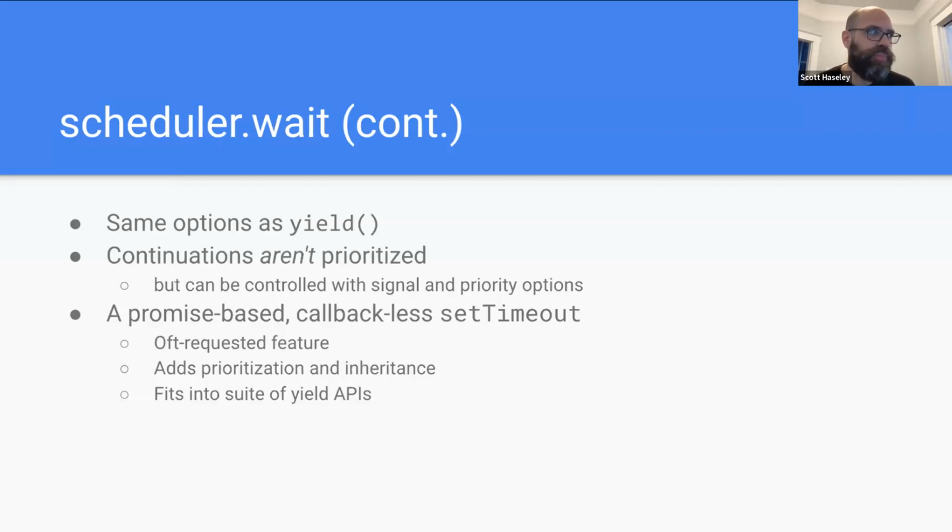The difference here being that we don't think it's really like yield. It's a bit different in that there's an element of time here, so it doesn't necessarily need to be prioritized in the same way that yields are. So we weren't planning on giving this a priority boost by default, but it has the same options as yield, so you could specify a priority and do inheritance there as well.